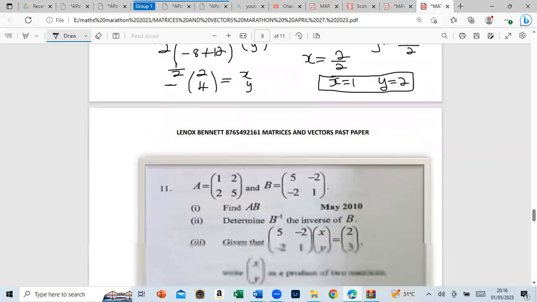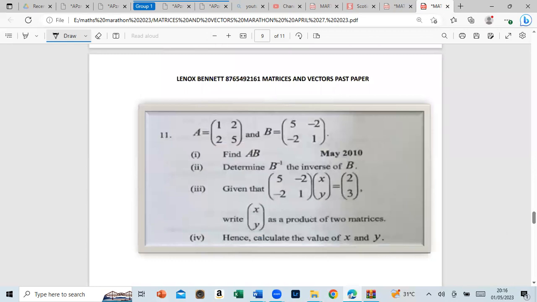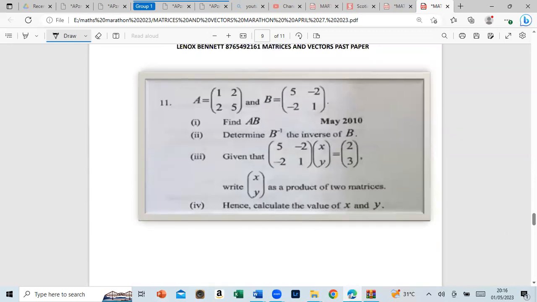Let's see if we can match up this one, guys. If you notice, guys, this is a repetition, right? This was made in 2010, and this says A is equal to 1, 2, 2, 5, B equals 5, negative 2, negative 2, 1. Find AB, and then they say determine B inverse. And then they went on and said, given that 5, negative 2, negative 2, 1 times XY equals 2, 3, write XY as a product of two matrices. And then they say, hence, calculate the value of X and Y. So match up that one, guys, and then we can proceed, all right?